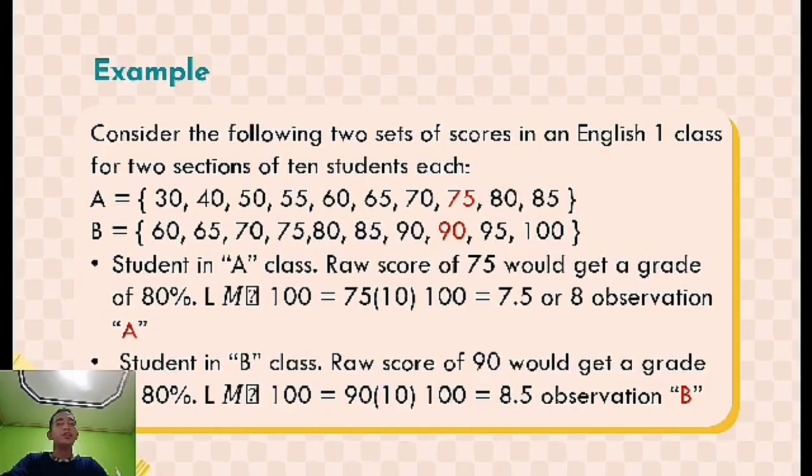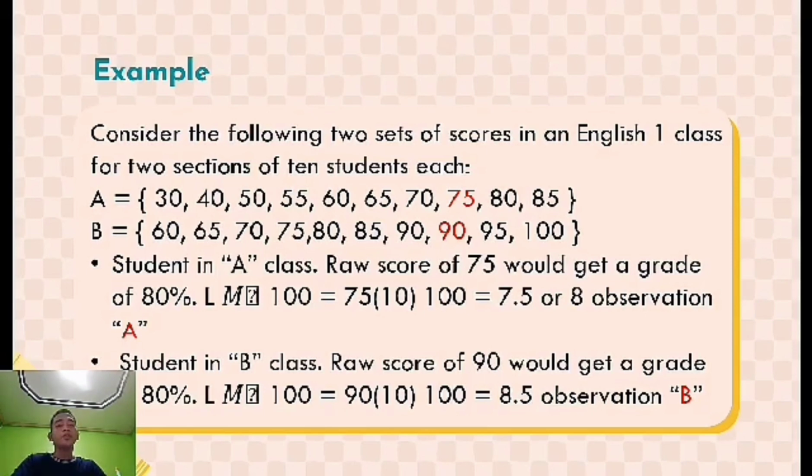That's because both of them did not get the highest score. The high score in section B is 100, and the high score in section A is 85. So they are like third to the last. Their rank is third to the last. So they both got 80% as their grades.